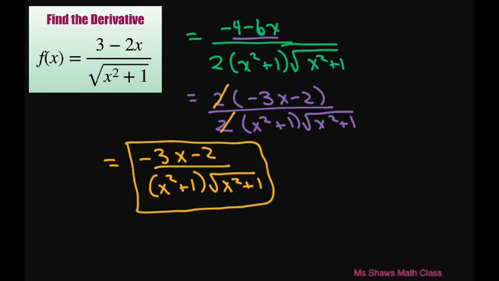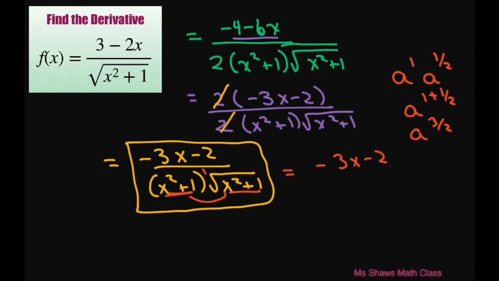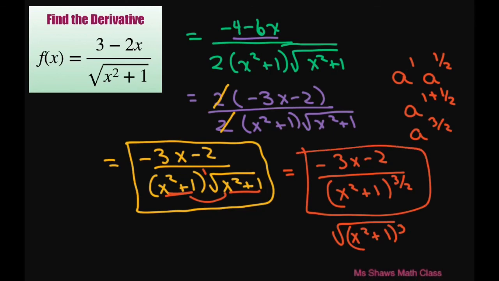If you want, you could also simplify the denominator since these are the same. So if I have a to the power of 1 times a to the power of 1/2, that's going to be a to the power of 1 plus 1/2, which is a to the power of 3/2. And that's basically what we have. So I could write this as negative 3x minus 2 divided by x squared plus 1 to the power of 3/2. And remember, that's just going to be square root x squared plus 1 cubed. But anyway, this answer is fine as well.